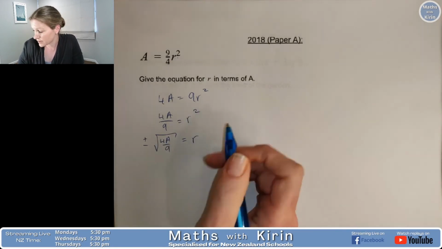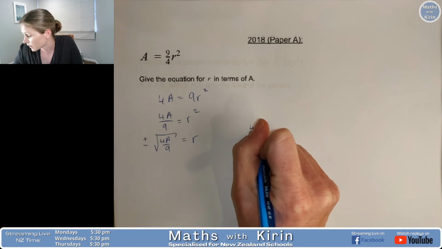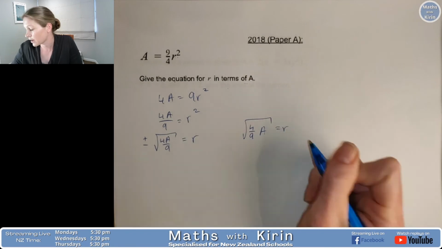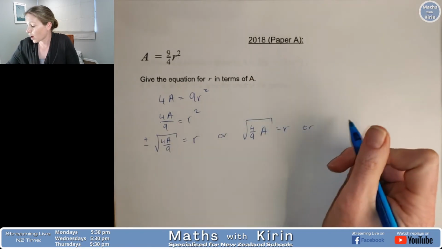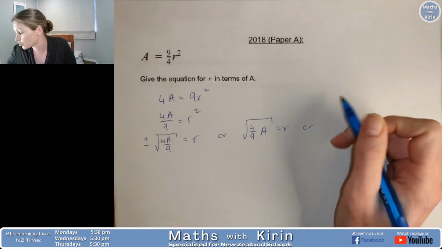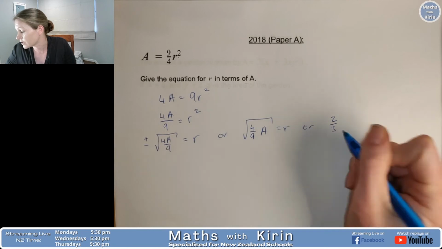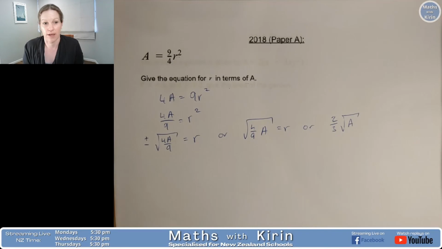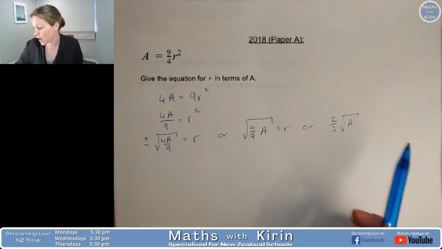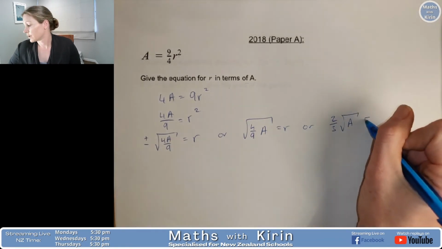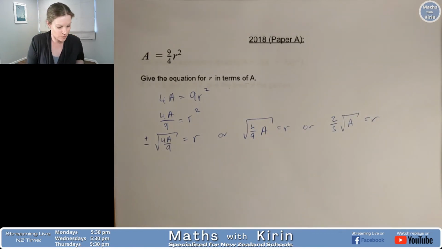You may write it like this, or you may write the square root of 4 over 9 times A, all in the square root, is equal to R. That would be fine. Or you may notice that 4 over 9, you could actually take the square root of. The square root of 4 is 2, and the square root of 9 is 3. So you could bring that out in front and then have your square root of A like that. Any of those are fine, plus or minus any of those. So for achieved, any of those 3 options work.